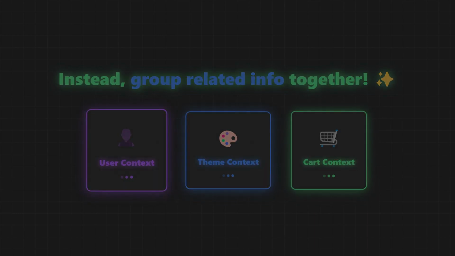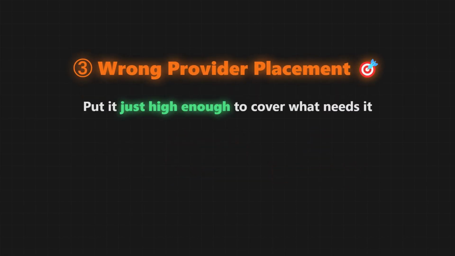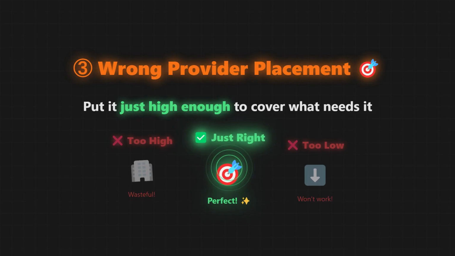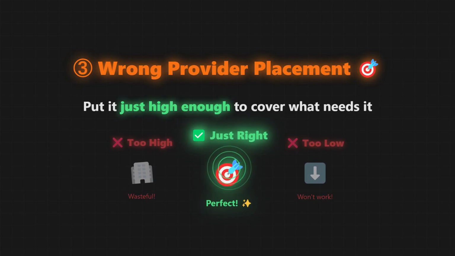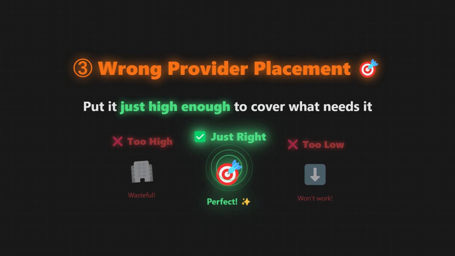Keep it simple. Second mistake, forgetting to wrap things with the provider. You set everything up, try to use it, and nothing works. Why? You forgot the provider. Without it, there's nothing to grab. Always double-check your provider is wrapping the components that need it. Third mistake, putting the provider in the wrong spot. Too low, some components can't reach it. Too high, you're causing unnecessary updates. Put it just high enough to cover the components that need it, like placing a Wi-Fi router, central enough for everyone to connect, but not in your neighbor's yard.